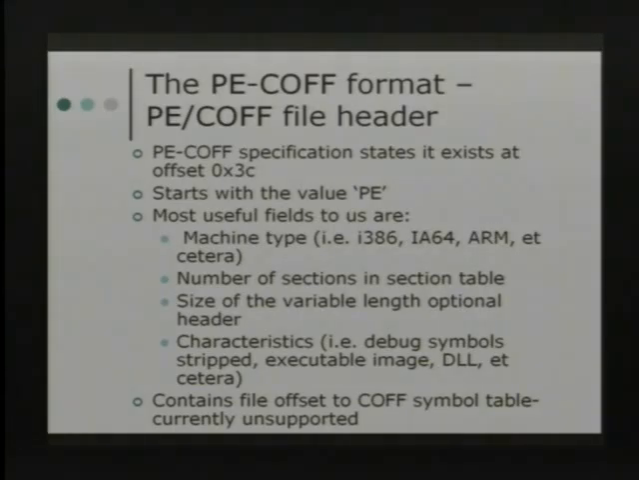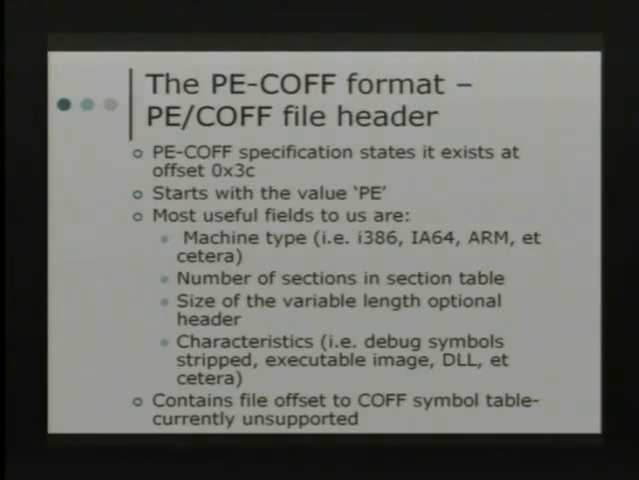You have the number of sections in the section table, which is going to come up later when I start talking about the sections and such. And then the size of the optional header, which, because not everything has to be in there, is variable length. And then we also have a file offset to the COFF symbol table. I didn't add support for that, the main reason being that I'm looking at malware most of the time, which typically has all of its symbols stripped out.